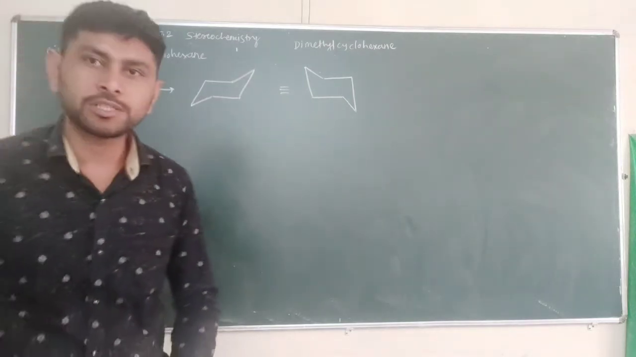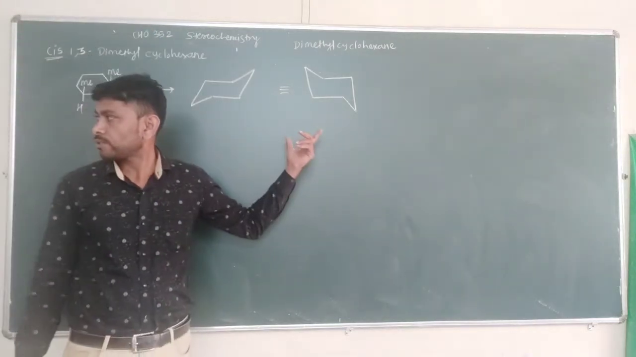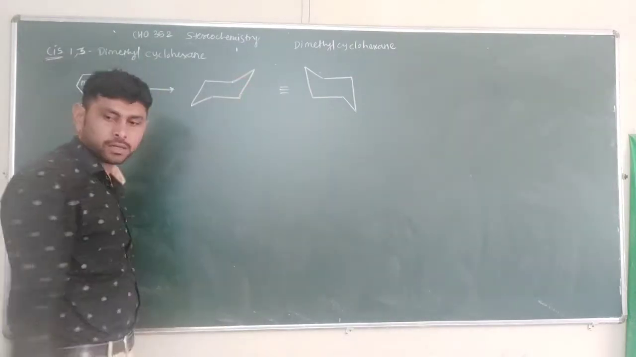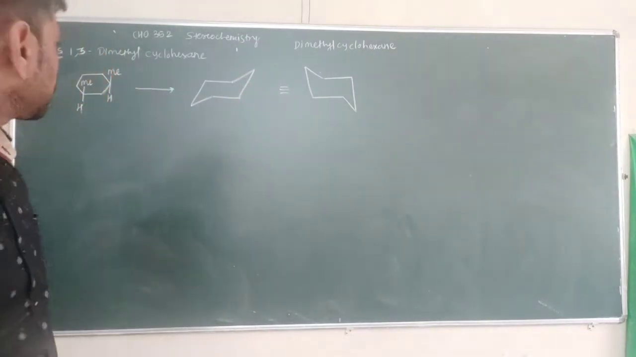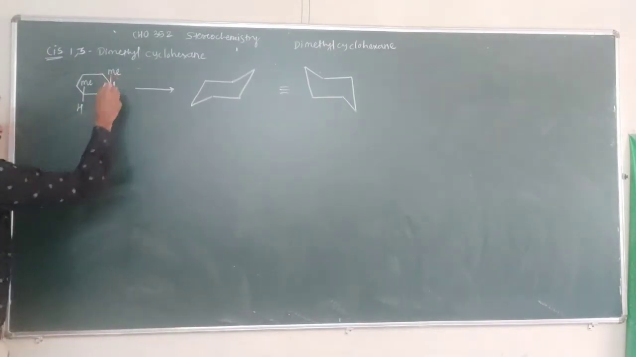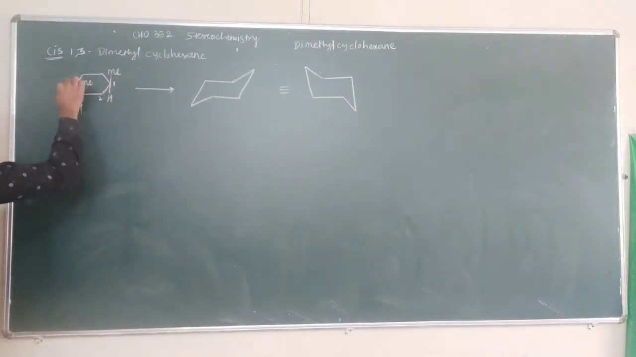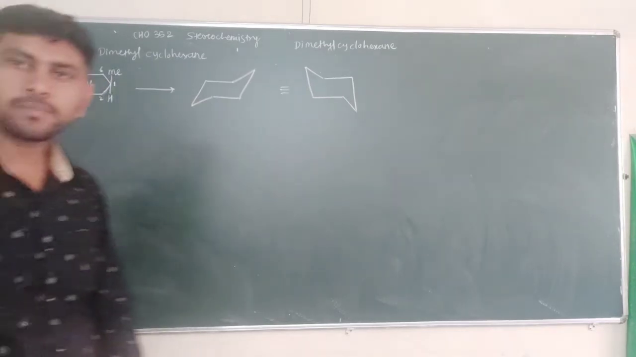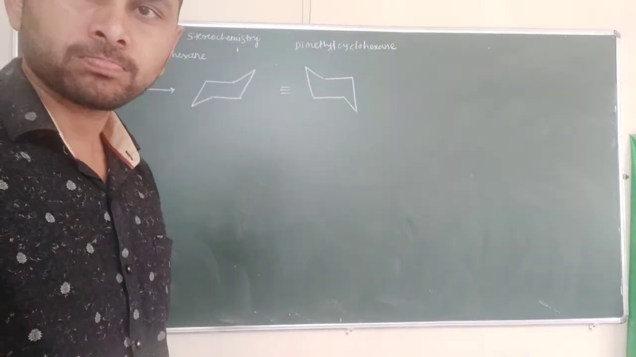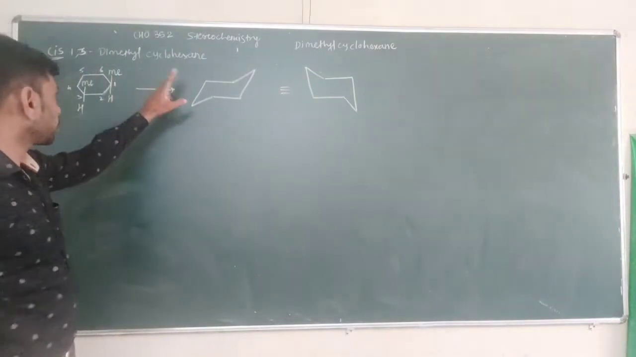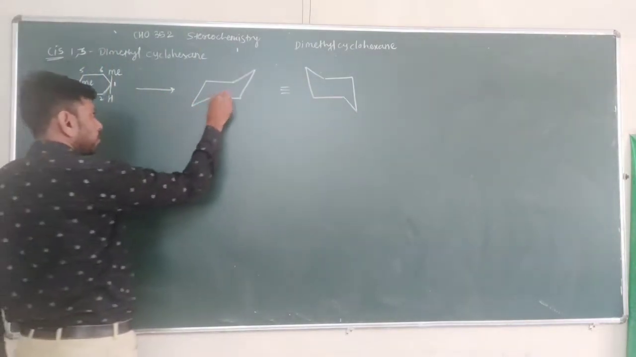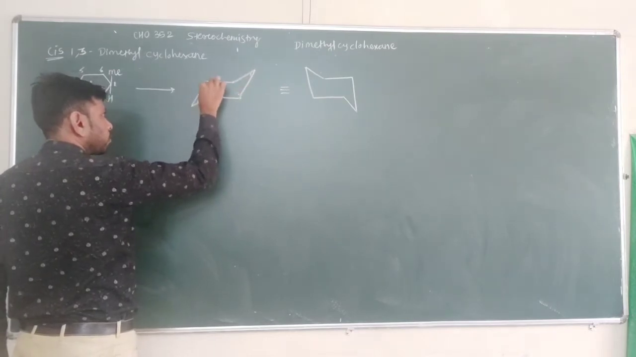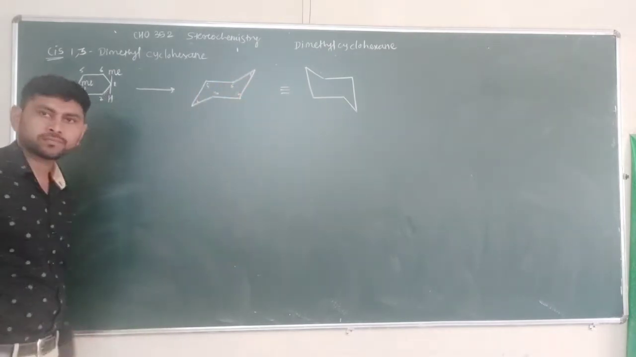The second chair conformation here. Both the chair conformations are here, and in both cases, see here we are giving numbering 3, 4, 5 and 6. Now this numbering is there. Due to this numbering, it is easier to draw the structure.